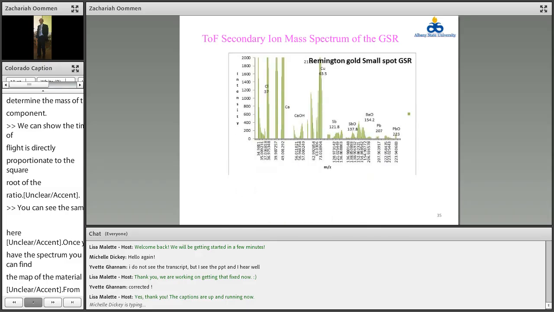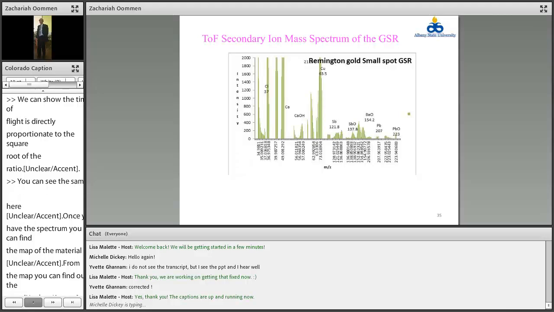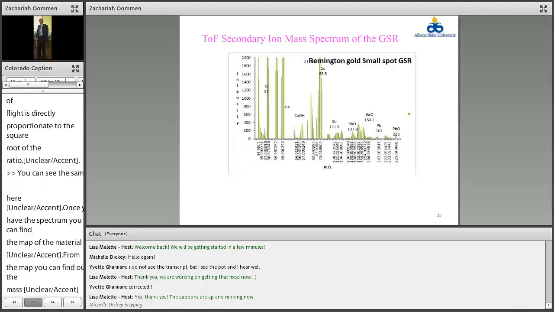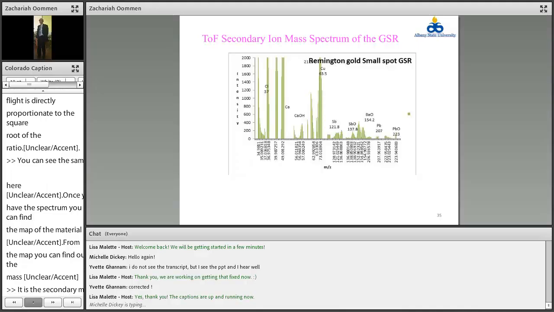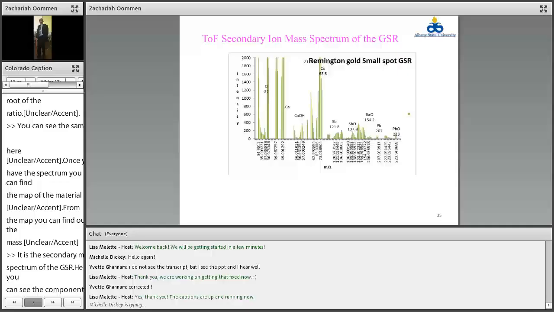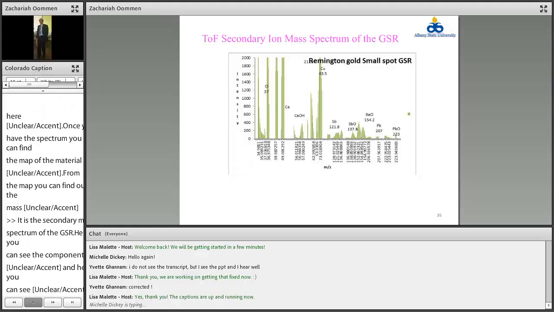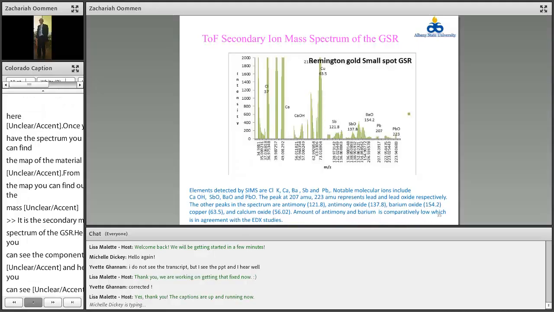So here is the secondary ion mass spectrum of a GSR, a Remington 22 caliber I did, and here you can see that the components present are lead, barium and antimony, the same sample that I did in the scanning electron microscope. And actually it is possible to say whether the components are present either in the elemental form or in the combined form. That is one of the beauties. So lead is present as lead and lead oxide, barium as barium oxide, antimony as antimony oxide and antimony. And it is also possible to find out the map of this.